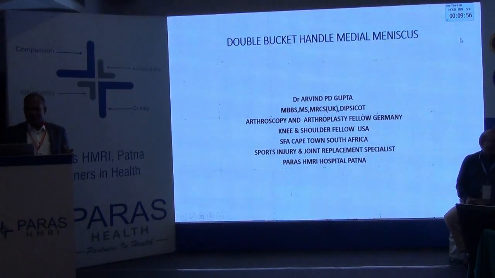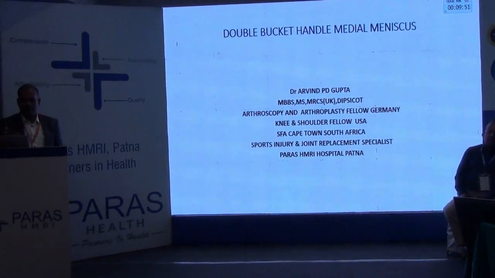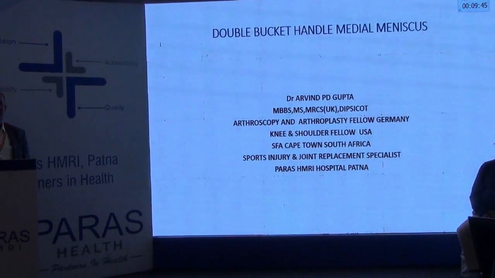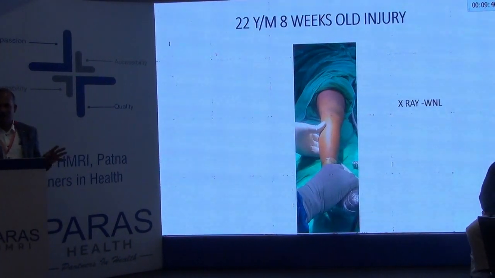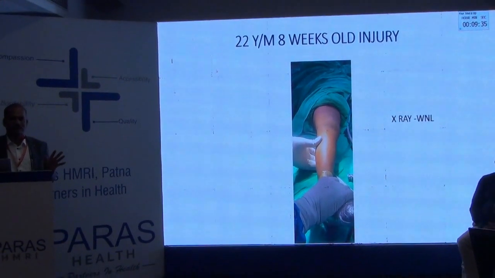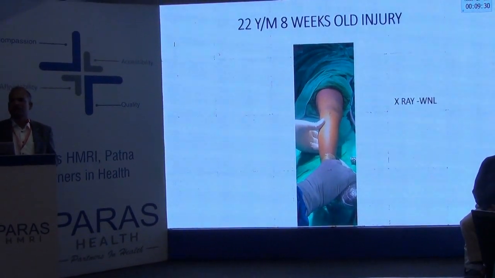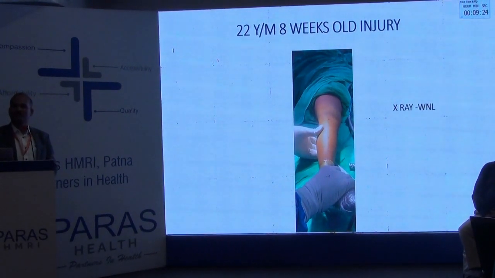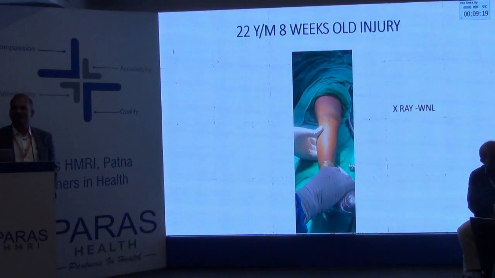So, bucket handle is commonly seen at regular intervals, but many a time it's a double bucket handle, which you realize once you are inside the joint. So this is a 22-year-old male, 8-week-old injury, with 20 degrees of knee flexion deformity, and the X-ray was within normal limits. So Ratan is here. So Ratan, what comes to your mind with an 8-week-old injury with 20 degrees of knee flexion deformity and X-ray within normal limits?